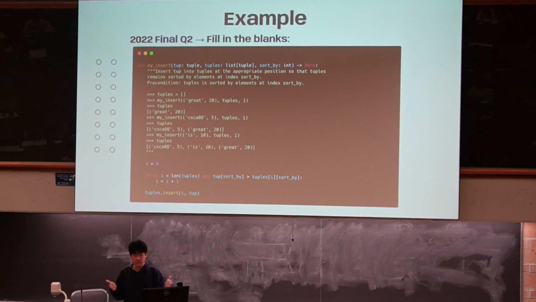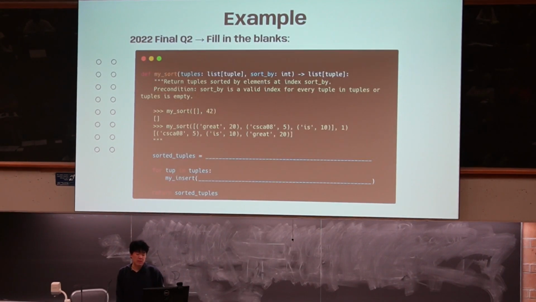Any questions about this slide? Part 2 of this is that now we have our myInsert function. We want to make another function that sorts a list of tuples based on the element at the sort by index. Try to come up with what you would like these blanks to be. I'll give you a minute or 2, and if you have any answers, go ahead and raise your hand.